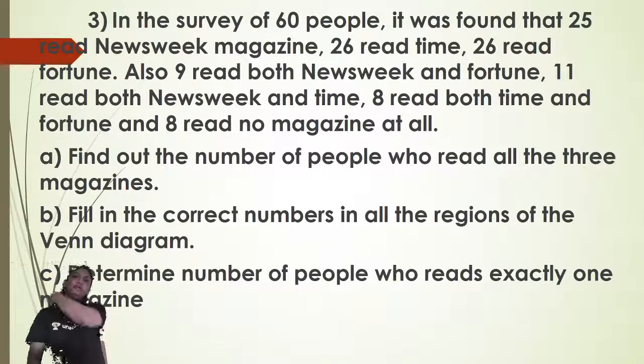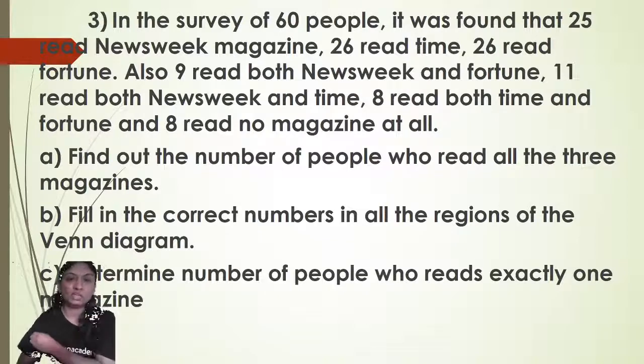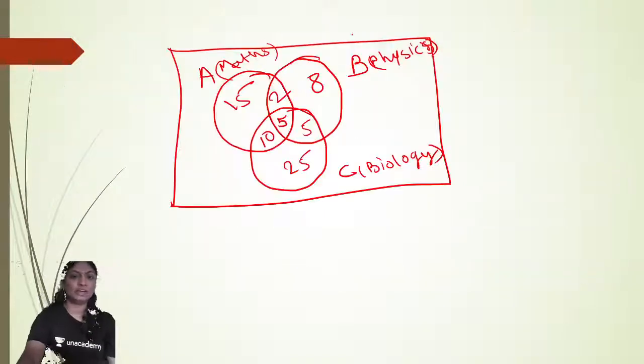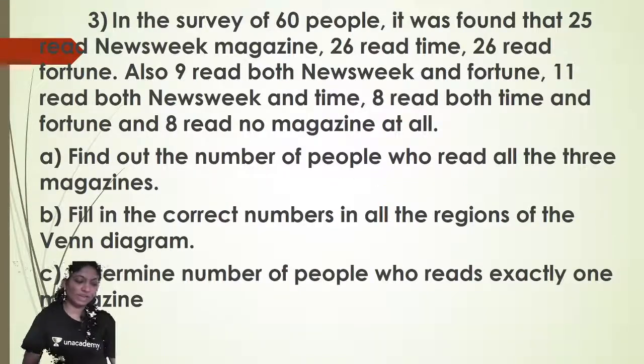So we will find out the number of people who read all the 3 magazines, just like we have seen how to show by using Venn diagram. So with the help of Venn diagram also we can solve easily here. Or we will also solve by using principle of inclusion and exclusion.